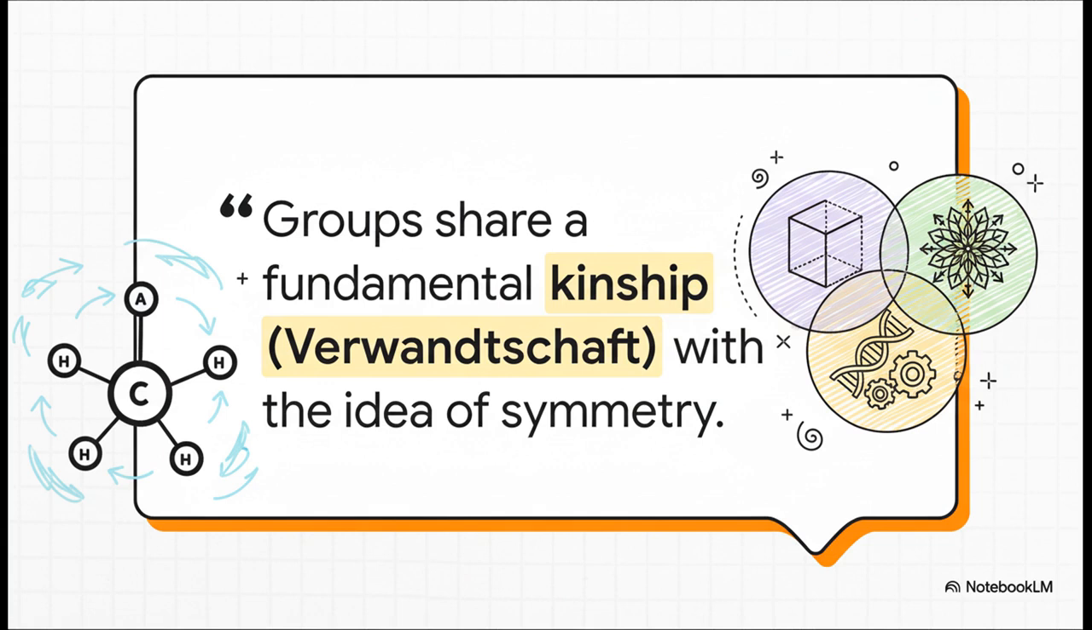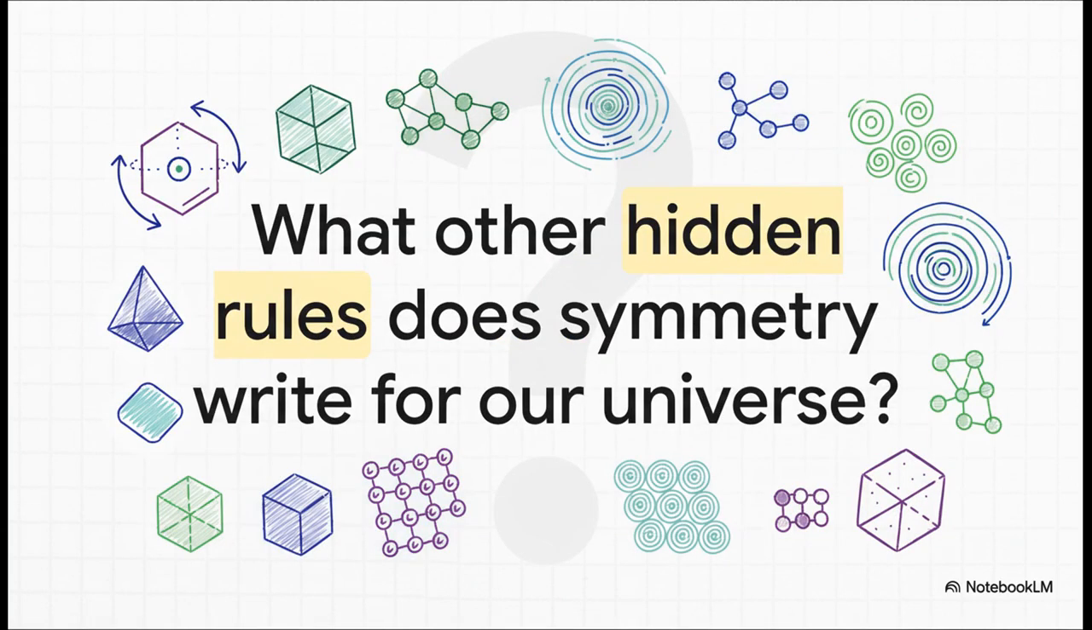So, we've seen how symmetry dictates the rules for how molecules behave, from their color to their vibrations to their very ability to react. It's a hidden language that, once you learn to read it, reveals this beautiful, deeper layer of order, which really makes you wonder, what other hidden rules is this same principle of symmetry writing for the rest of our universe?